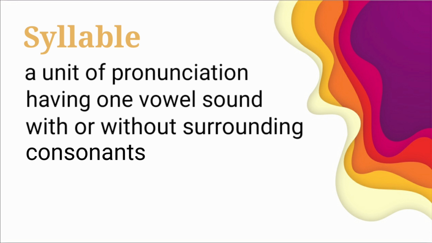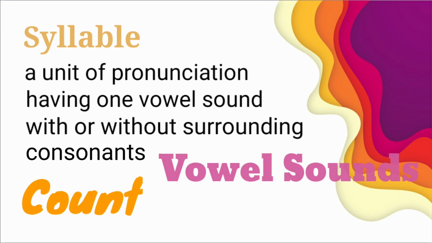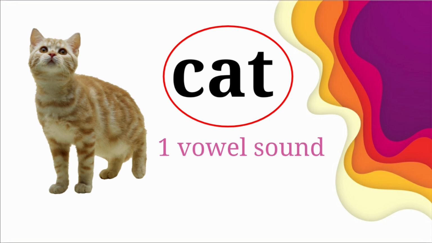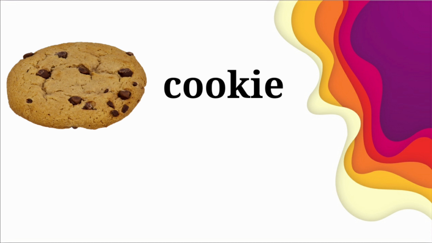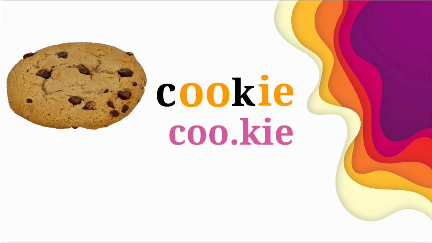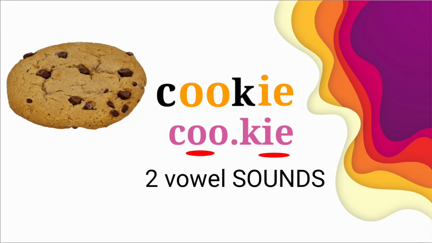Syllable is a unit of pronunciation having one vowel sound with or without surrounding consonants. So to count the syllables, you need to count the vowel sounds. Cat has one vowel sound, hence it has one syllable. The word cookie has two syllables, although you see four vowels, O, O, I, E, there are actually only two vowel sounds, ku and ki. Remember, we don't count the vowels, but the vowel sounds.